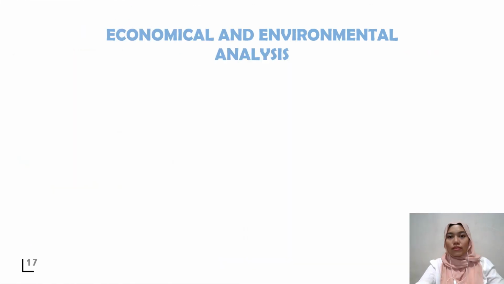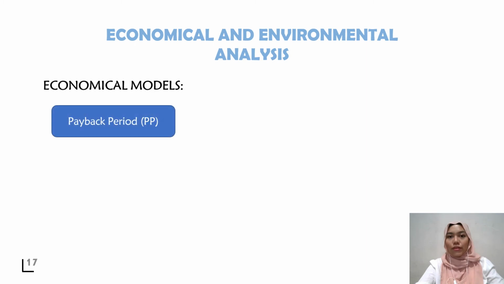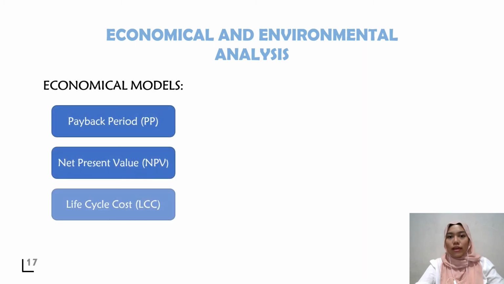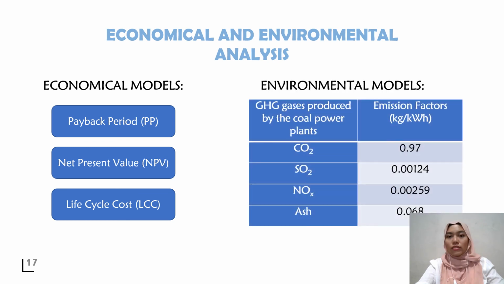Economical and environmental analysis. The economical model consists of payback period, net present value, and life cycle costs. As for environmental models, the greenhouse gases can be reduced by using solar PV. The carbon emission can be calculated by using the data in the table. The emission factor is 1 kg per 1 kWh.